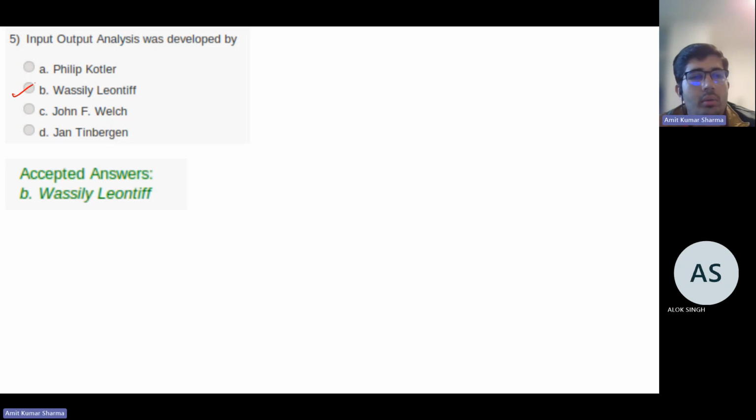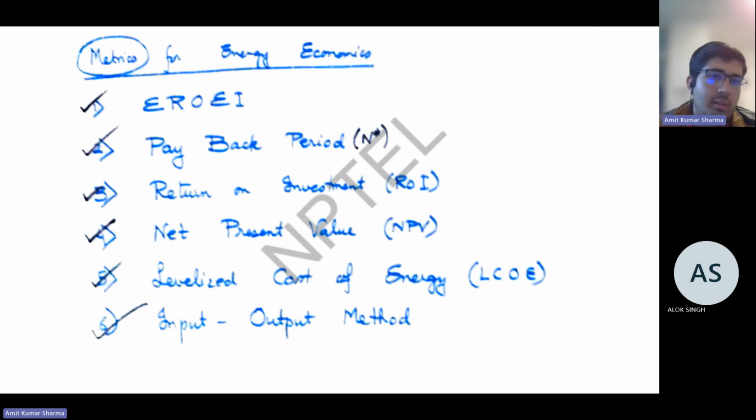Okay. So these are the questions for today. Now we can revise some basic concepts. So in this week, we have covered these metrics. First was the EROEI. I think we have discussed it. Then the payback period, then the return on investment, then the net present value, and the LCOE, and the input-output method.